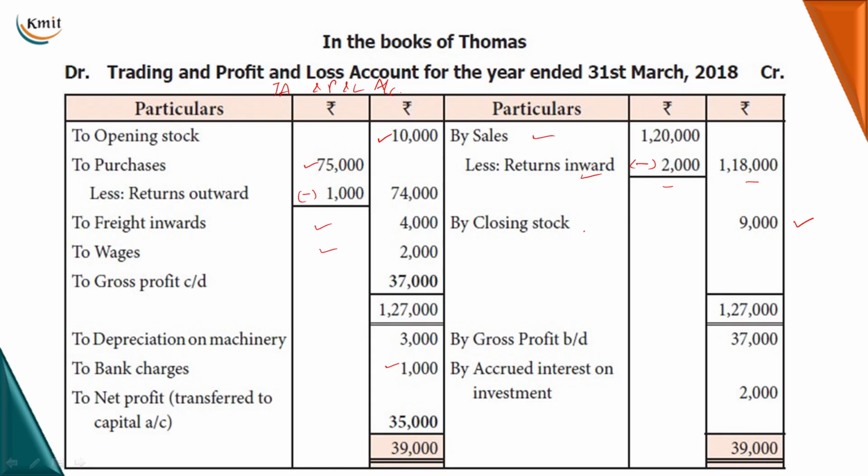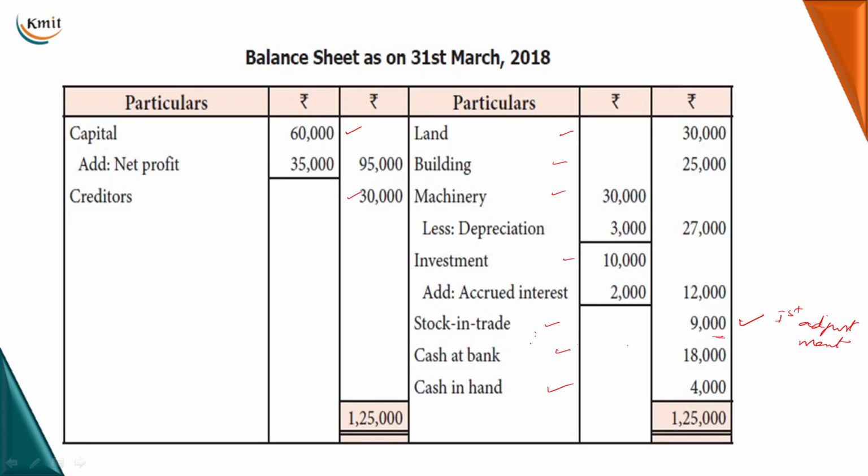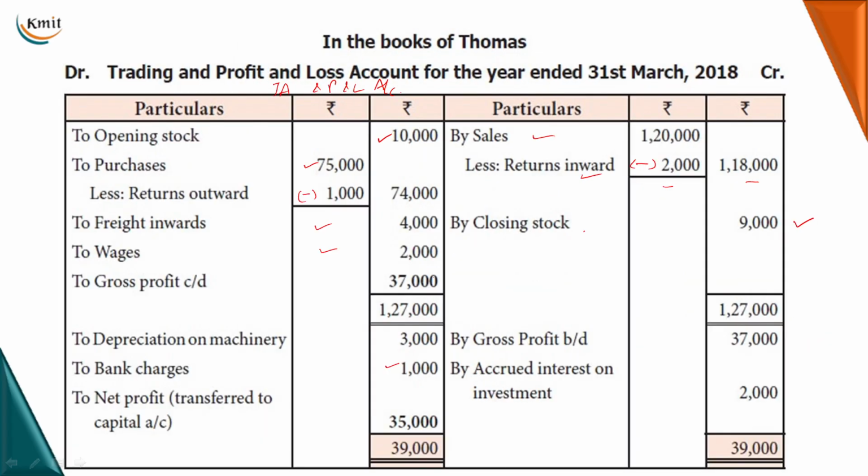The next adjustment is to provide depreciation at 10% on machinery. This is the machinery. 10% depreciation is 3,000, deducted directly from the asset account. The final value of 27,000 is the value of the asset at the end of the financial year. The same provided depreciation will again be written here in the P&L account, on the debit side: depreciation on machinery, 3,000 rupees. It is considered an expenditure for the firm.